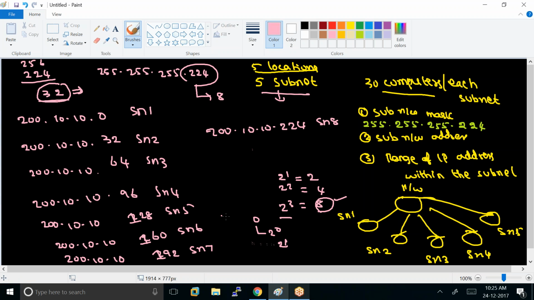Now we need only 5 subnets, but we can have 8 subnets. We have found the subnet mask, and we have found the subnet address for each and every subnet. Now what you need to do is find out the range of IP addresses within each subnet. How many IP addresses are possible within each and every subnet, that I need to find out.